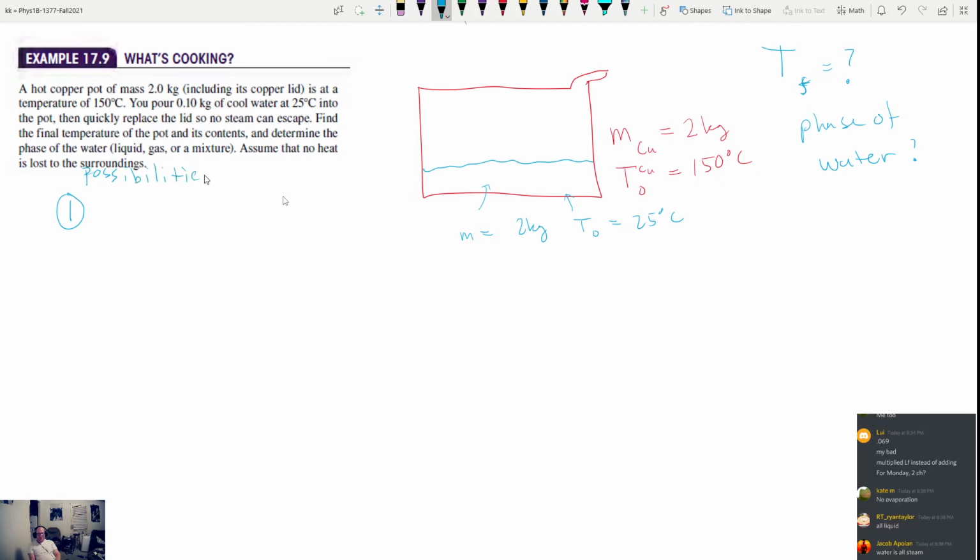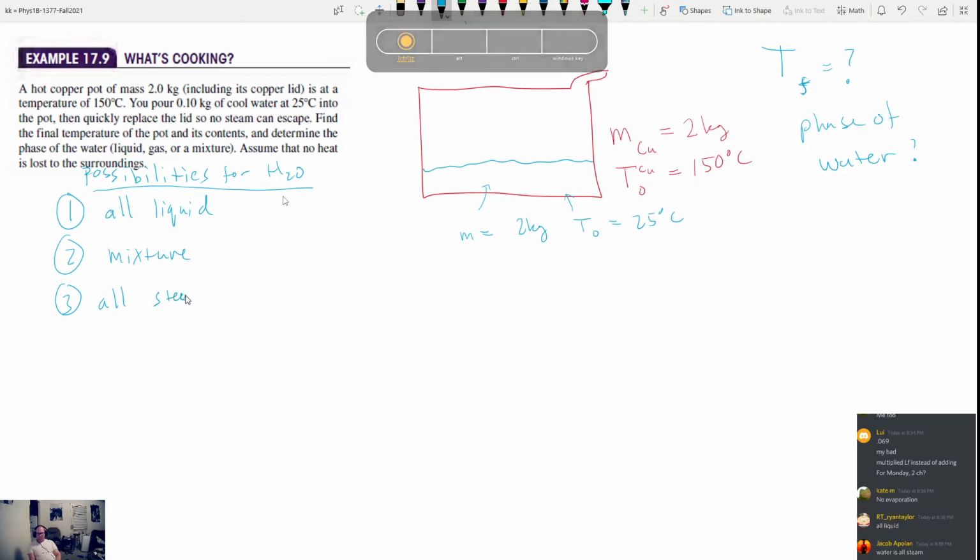This is an important step of doing these kind of problems. Possibilities are, what did they say? All liquid. Well, liquid, gas, or mixture. Yep. It's either all liquid, mixture, and all gas. Those are the only possibilities, right? We'll say all steam. Okay. 3 possibilities. Which one is the most likely?